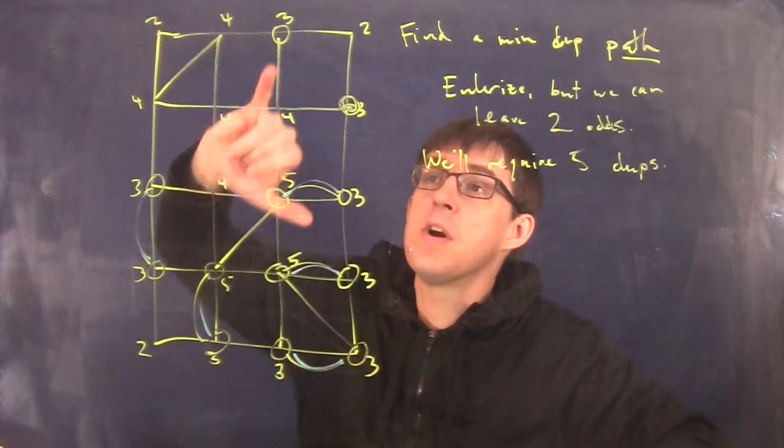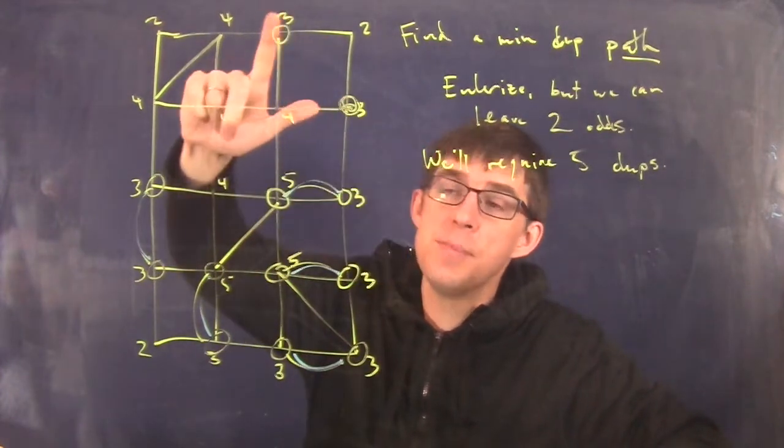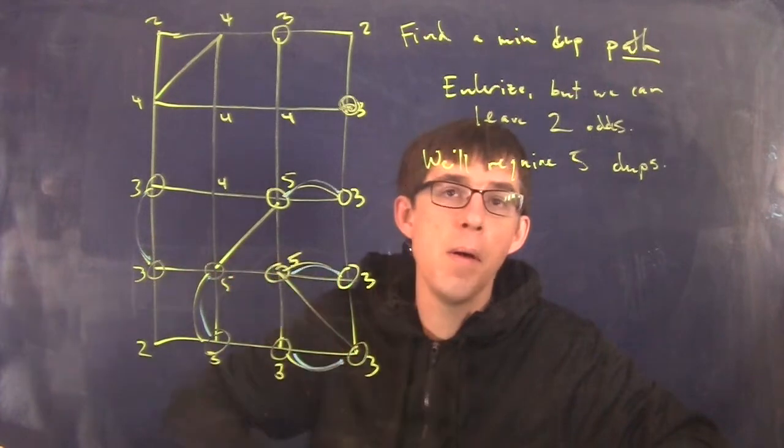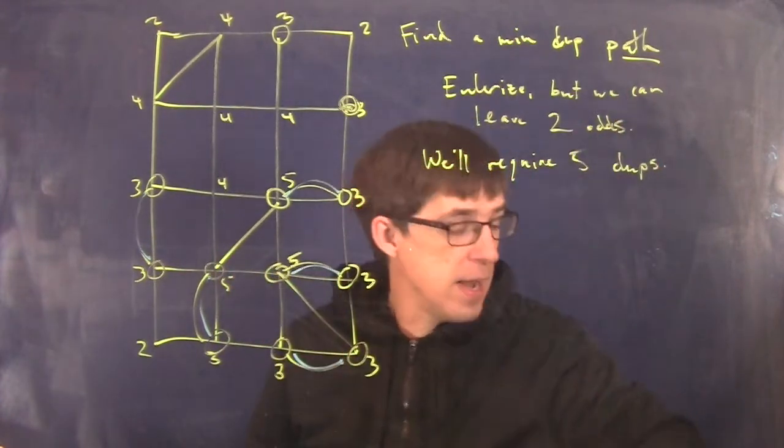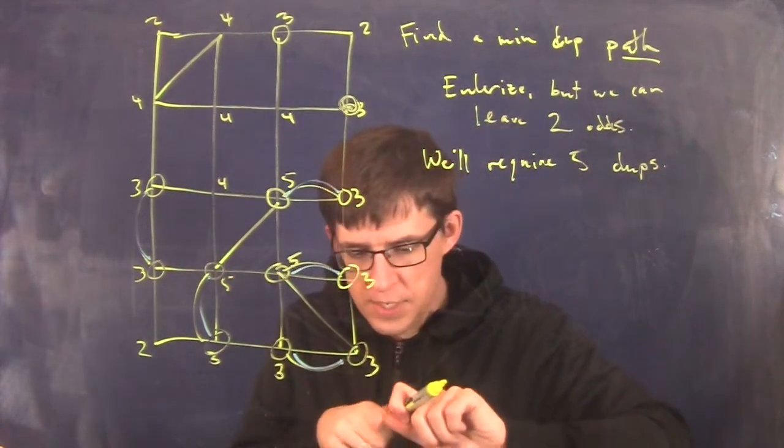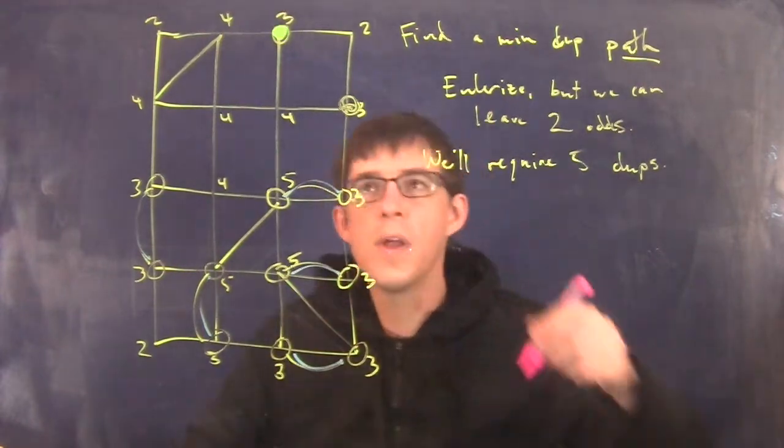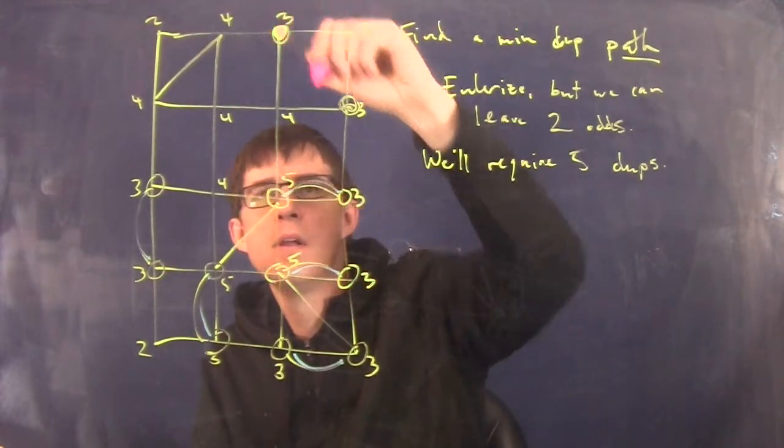And the parade should start and end at these two vertices. One should be the start, the other should be the end. All right? Now, I said find the minimum duplication path. Let's see if we can actually draw it in there. I'll just use another color. Okay, let's start at this one.